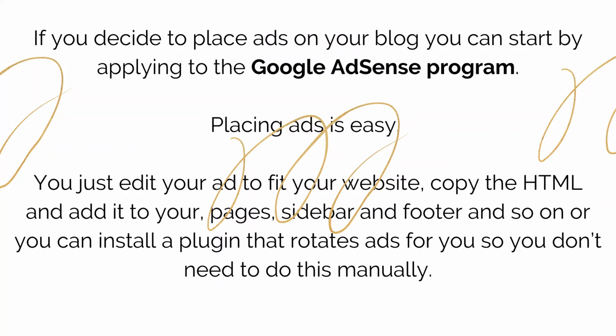Placing your ads. If you decide to place ads on your blog, you can start by applying to the Google AdSense program. Placing ads is easy. You just edit your ad to fit your website, copy the HTML and add it to your pages, sidebar and footer and so on, or you can install a plugin that rotates ads for you so you don't need to do this manually.